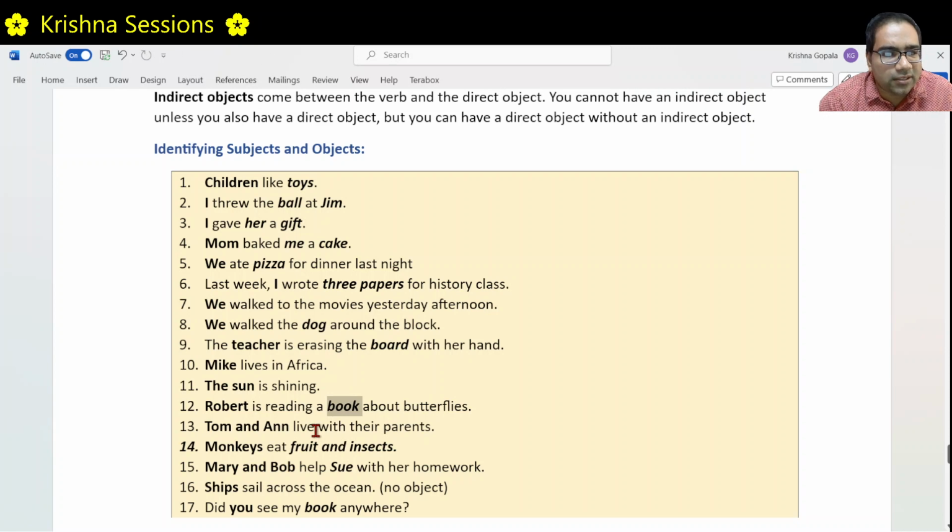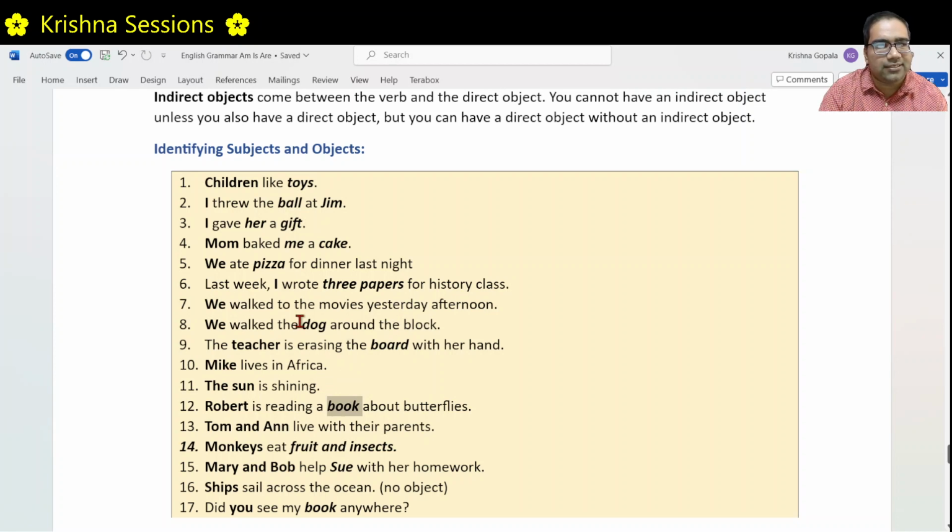There is no direct object in this sentence because live what? To understand direct object, you have to ask this question: what? Tom and Anne live what or live who? This is not answering that question. Similarly, Mike lives what? Mike lives who? That is not answering the question. The sun is shining what? The sun is shining who? This is not answering the question. That's why there are no direct objects.